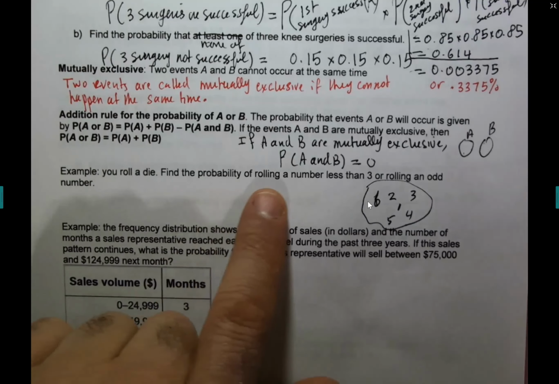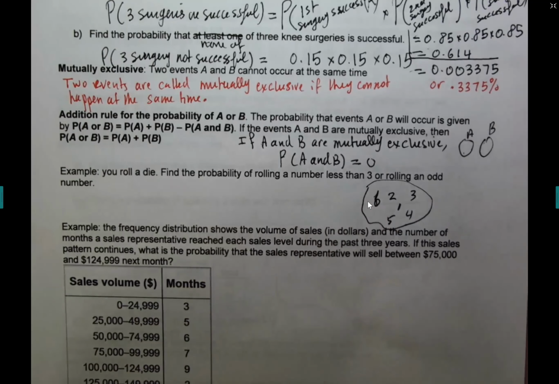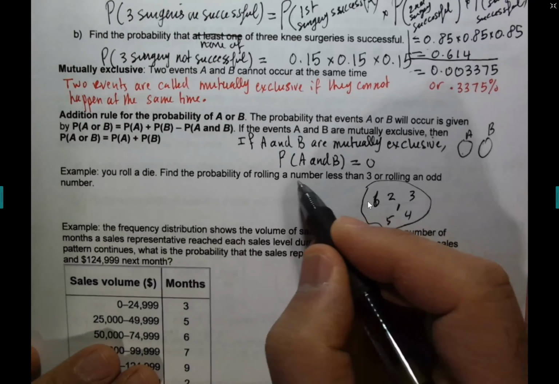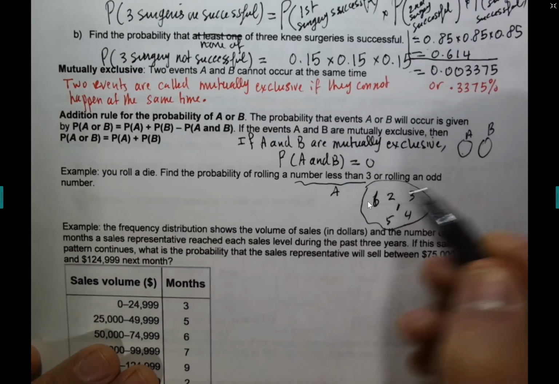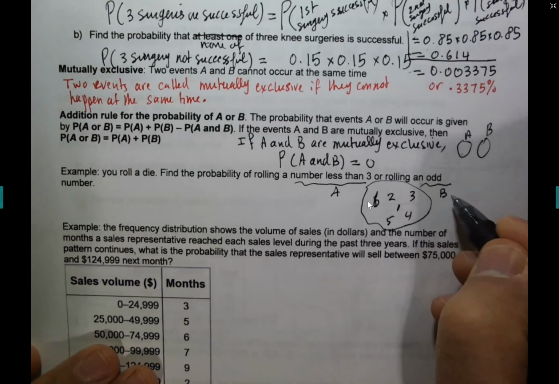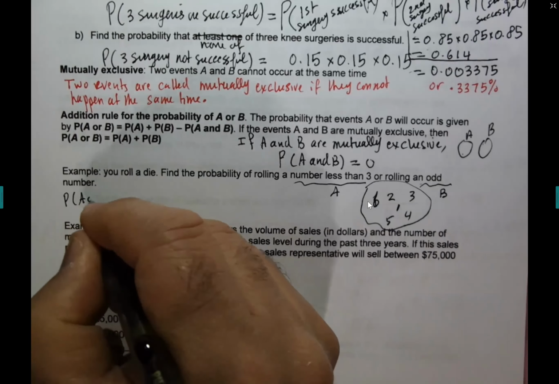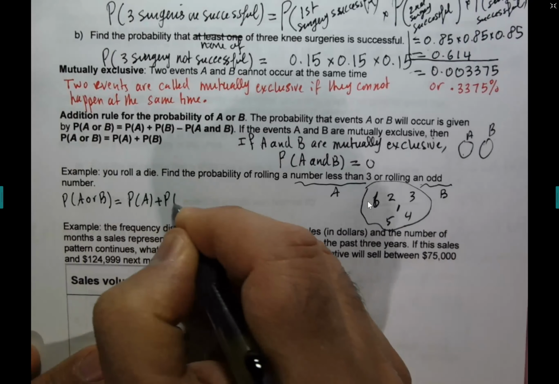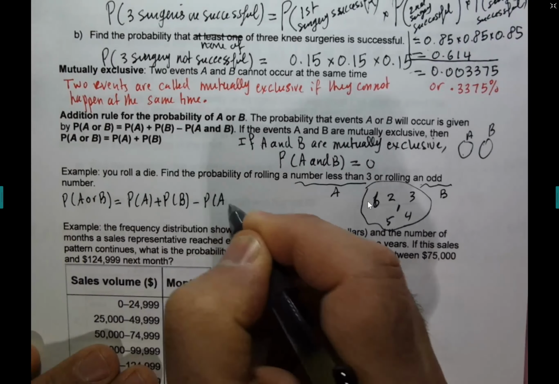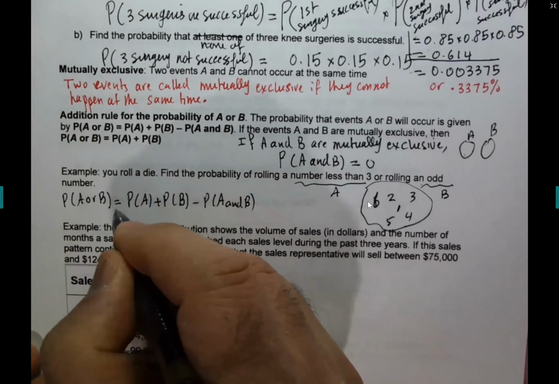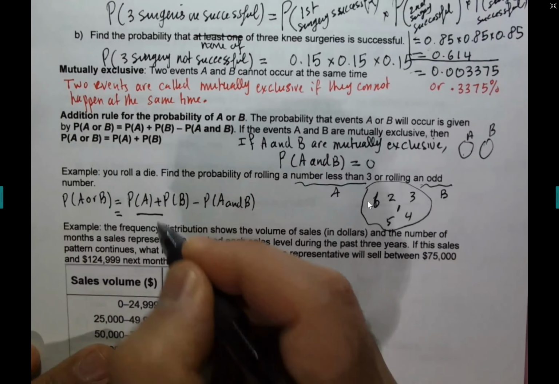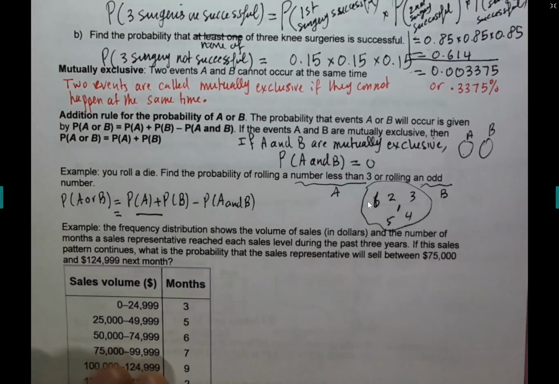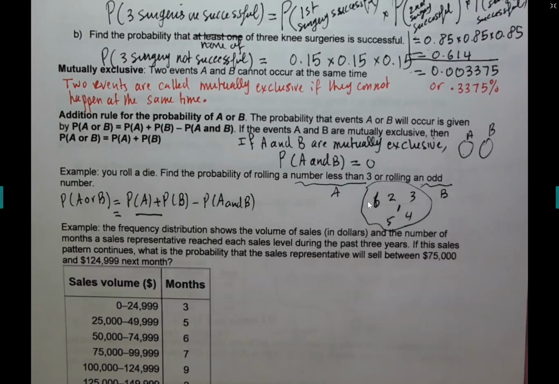What is the probability of rolling a number less than 3 or rolling an odd number? So rolling a number less than 3, I'm going to call it event A. And an odd number, I'm going to call it event B. And he wants the probability of A or B. According to the rule, guys, it's a probability of A plus probability of B minus probability of A and B. Okay, you're going to help me here. What do you think the denominator is going to be for all 3 parts? Okay, I got something in the chat. 6, yes. Very good.